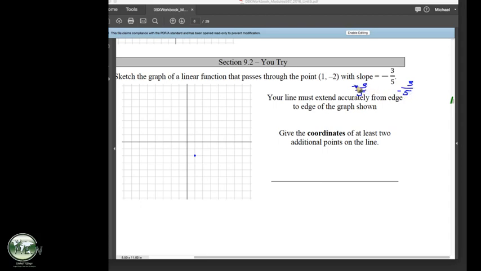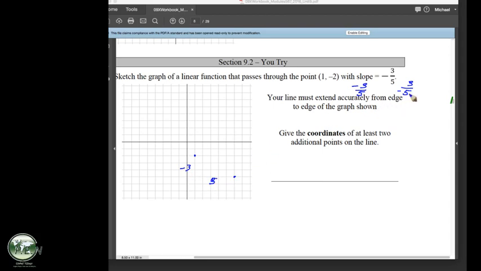So let's put it on the top, -3 over 5. What does that mean from this point? Where do we go? Down 3, and then over to the right 5. 1, 2, 3, 4, 5. So this was down 3 to the right 5.